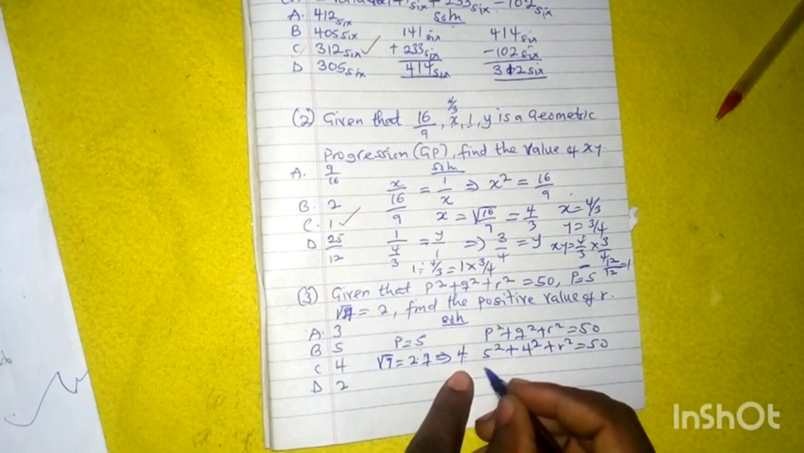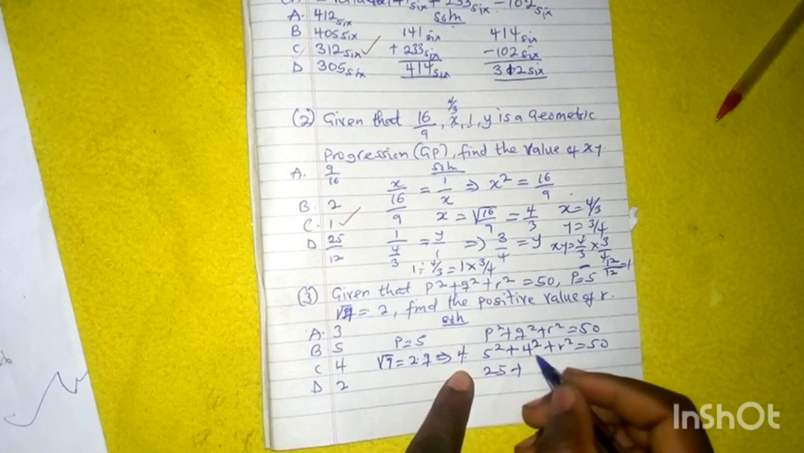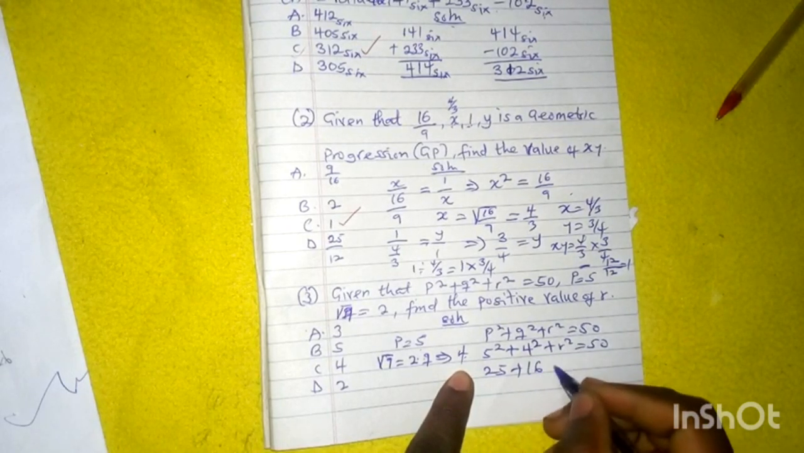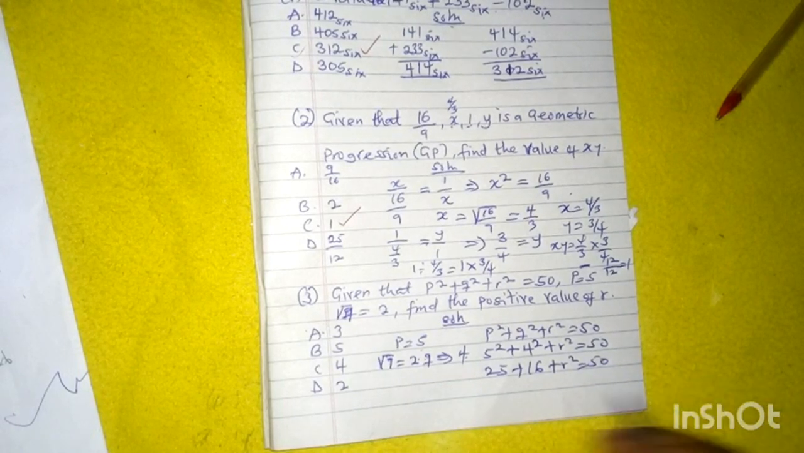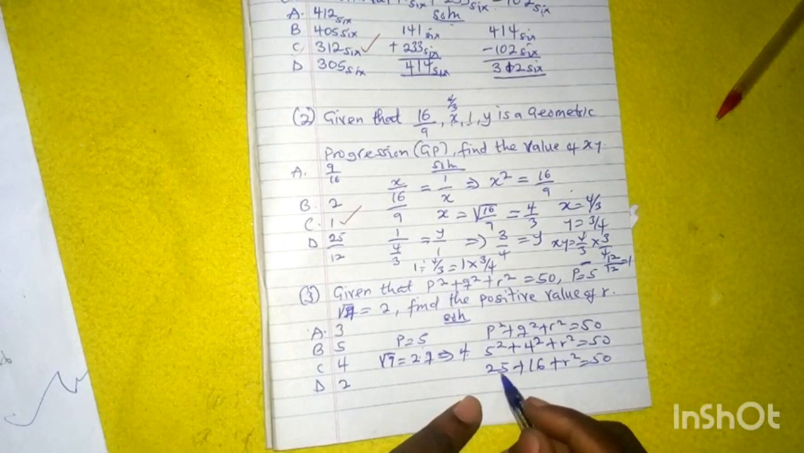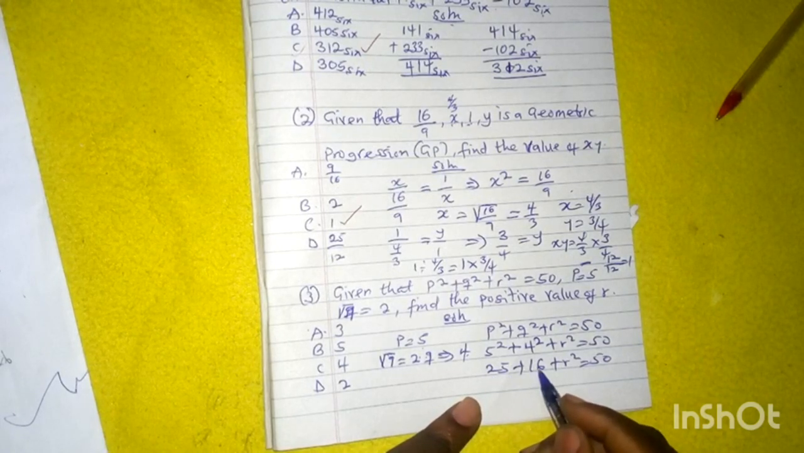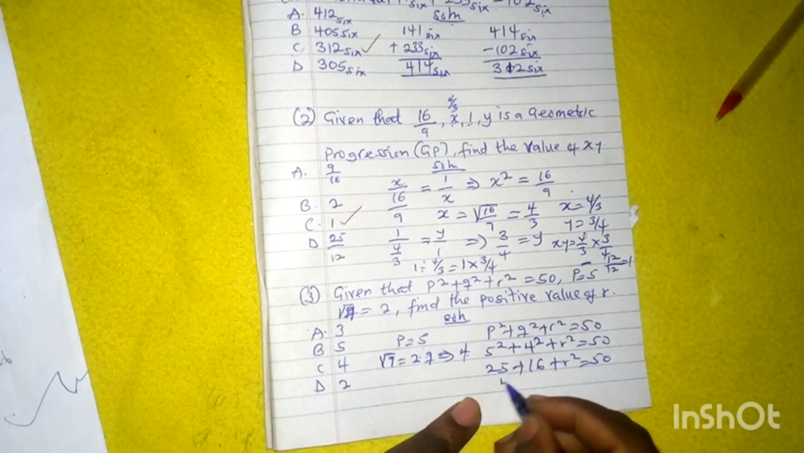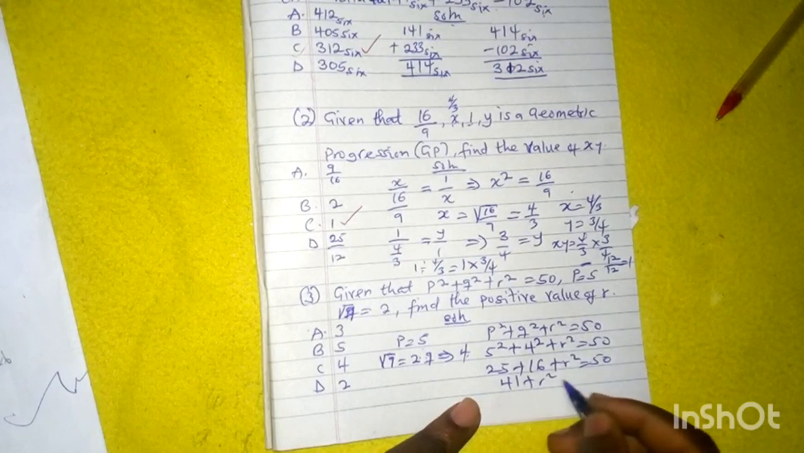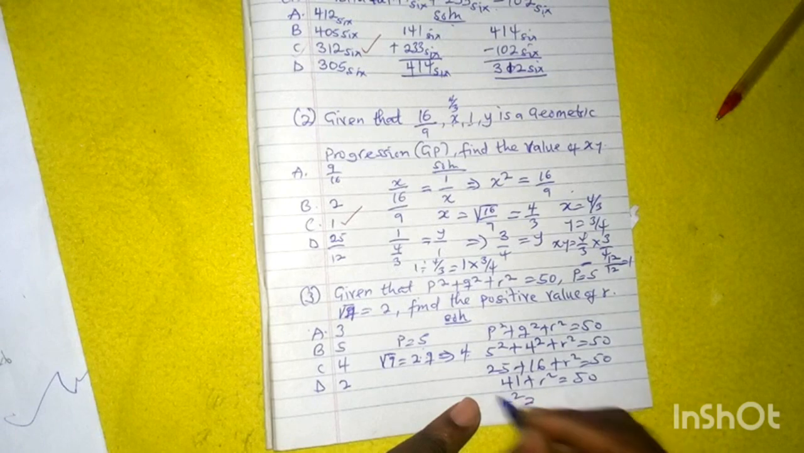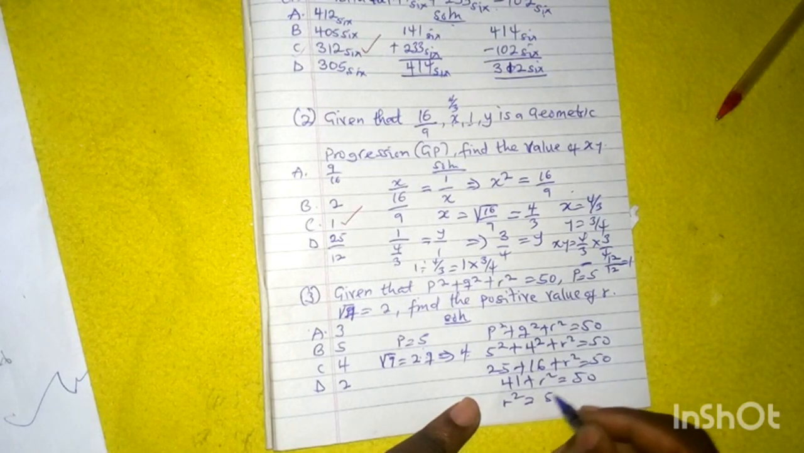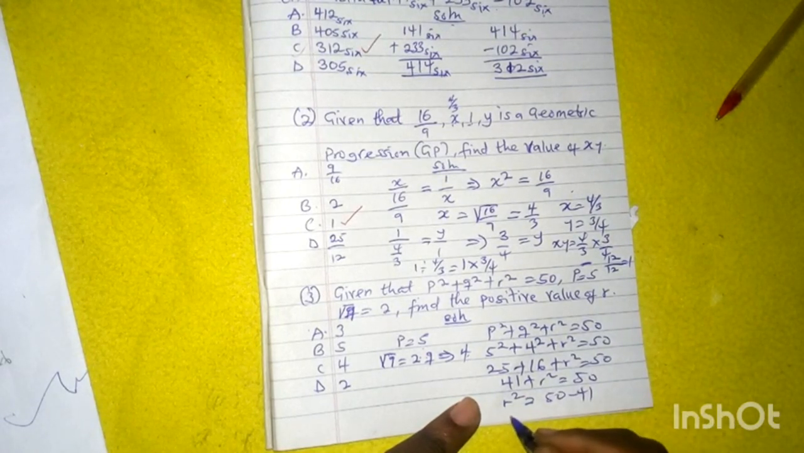5 squared will give us 25. 4 squared will give us 16, plus r squared equal to 50. Now we have 25 plus 16, that will give us 41, plus r squared equal to 50. So r squared equal to, let's take this across, 50 minus 41. This will be equal to 9, r squared, sorry.